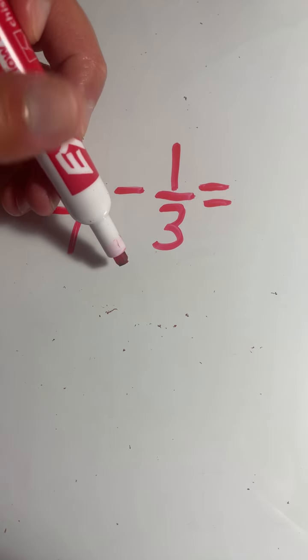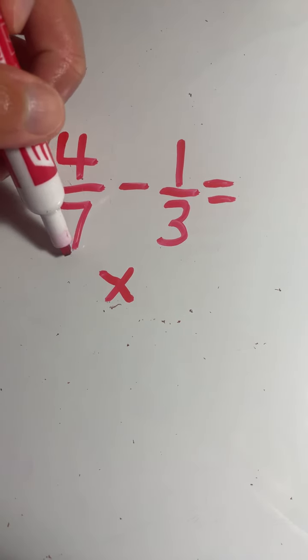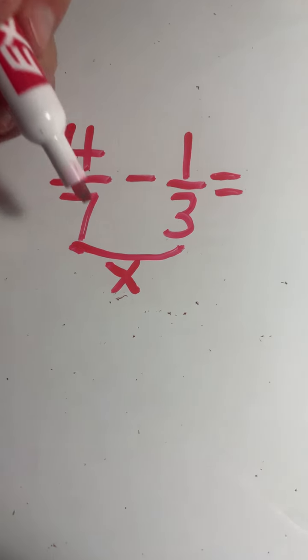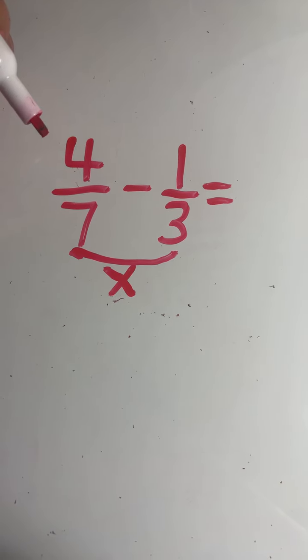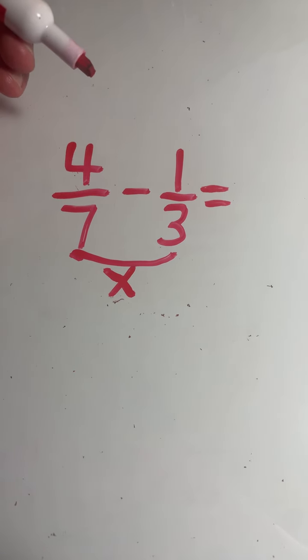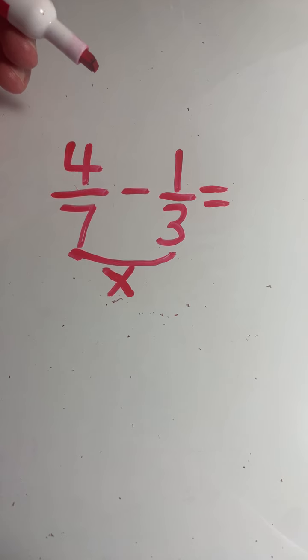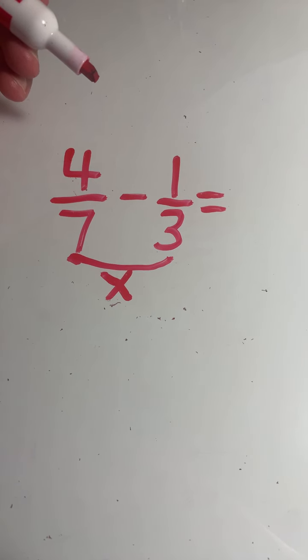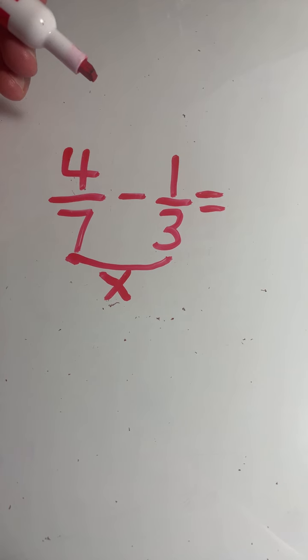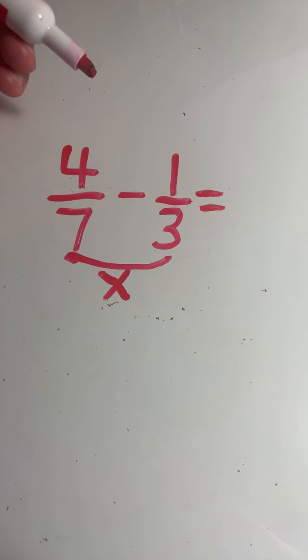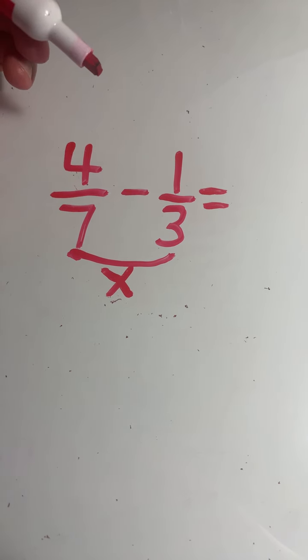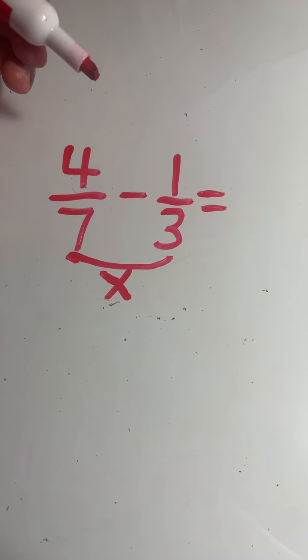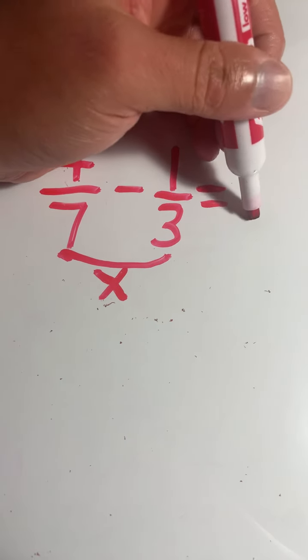So step 1, we multiply our two different denominators to get a common denominator. So 7 times 3, we have to multiply 7 times 3. In the chat, type the answer to 7 times 3. If you know it, type it in the chat. 21 is correct.